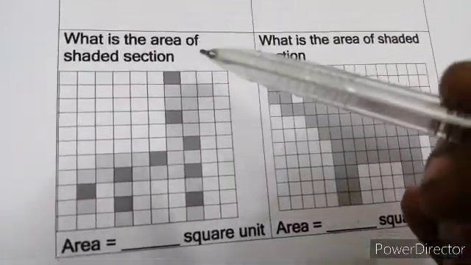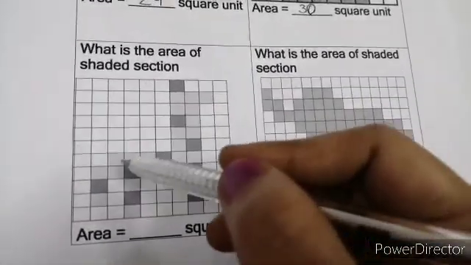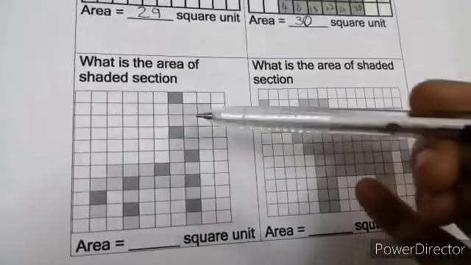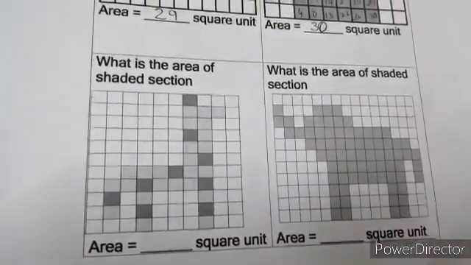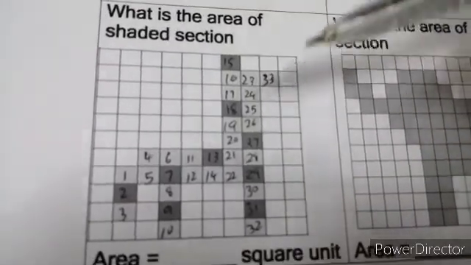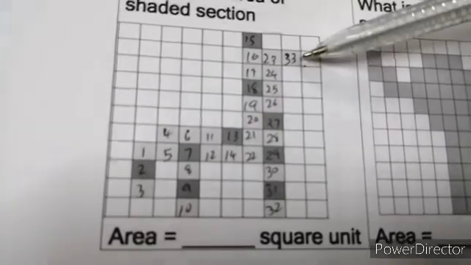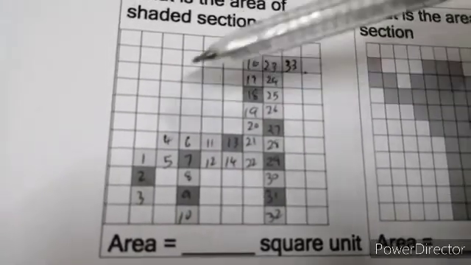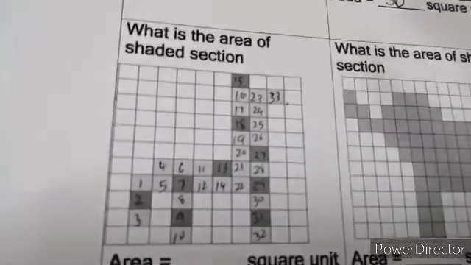Now what is the area of the next shaded section? Same way. You write the numbers and count how many small boxes are there and then we have to write the area below. So I have counted and written the numbers. It is 33. Did you also get 33? So the area of this shaded section, this shape, is 33 square units.